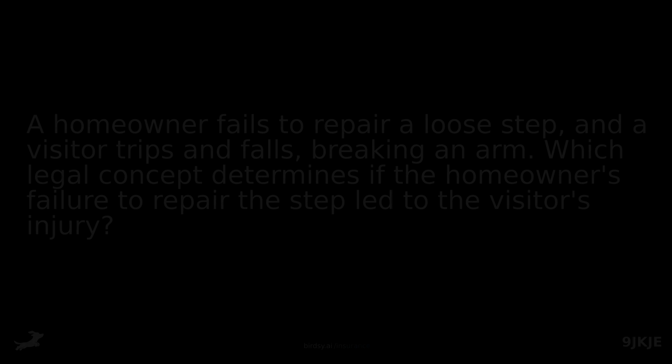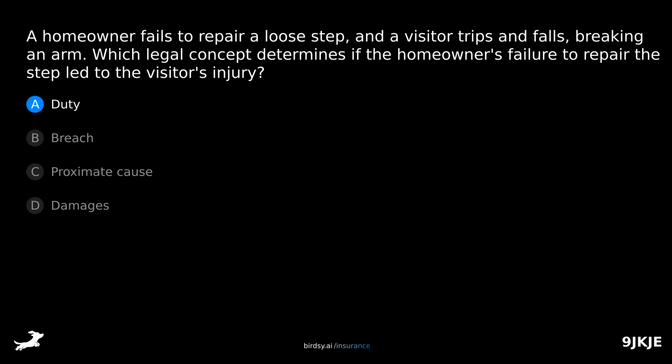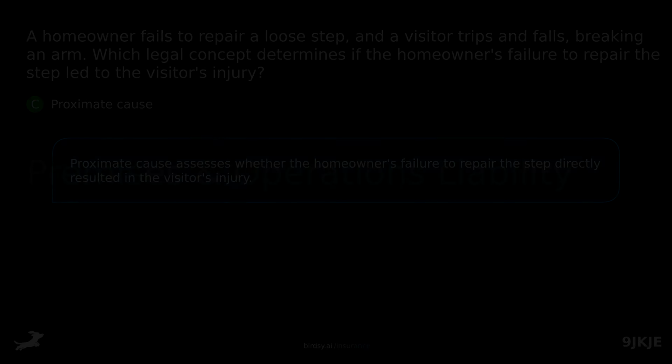the injury. A homeowner fails to repair a loose step and a visitor trips and falls, breaking an arm. Which legal concept determines if the homeowner's failure to repair the step led to the visitor's injury? Is it A, duty, B, breach, C, proximate cause, or D, damages? The answer is C, proximate cause. Proximate cause assesses whether the homeowner's failure to repair the step directly resulted in the visitor's injury.